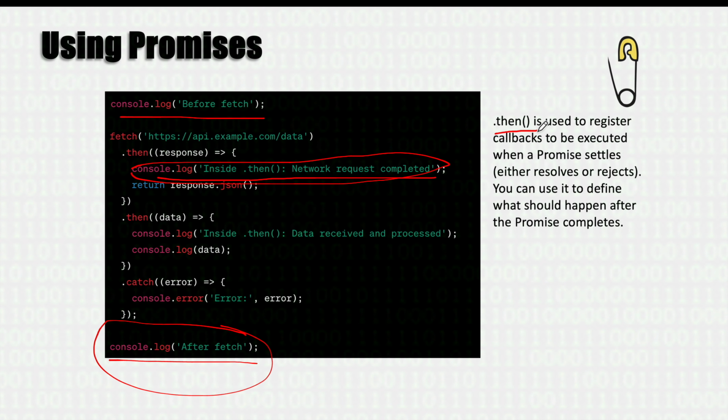In promises, dot then is used to register callbacks to be executed when a promise settles, either resolves or rejects. You can use it to define what should happen after the promise completes. So here what you have defined is a callback. So once this fetch call is completed, this specific callback is executed.